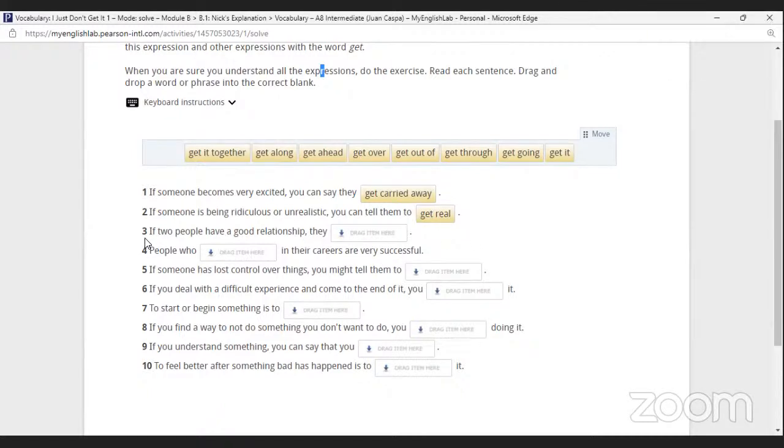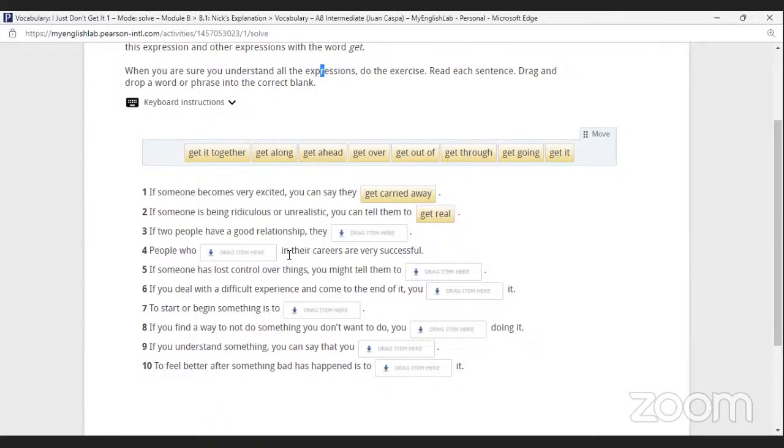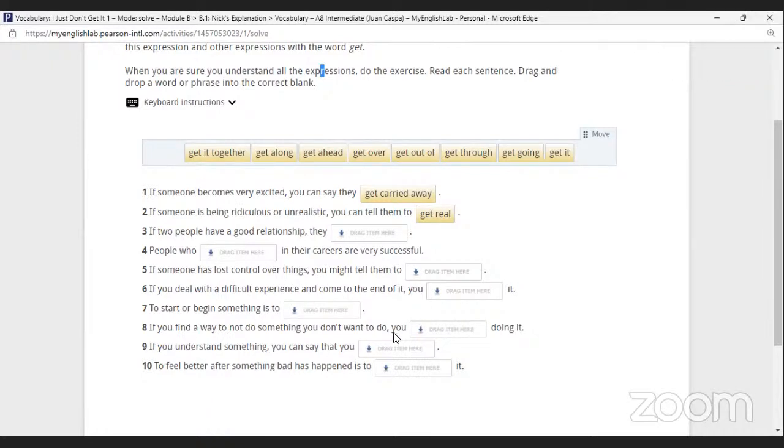Okay. If two people have a good relationship, they get it together. If two people have a good relationship, cuando dos personas se llevan bien, they go ahead. Not really.